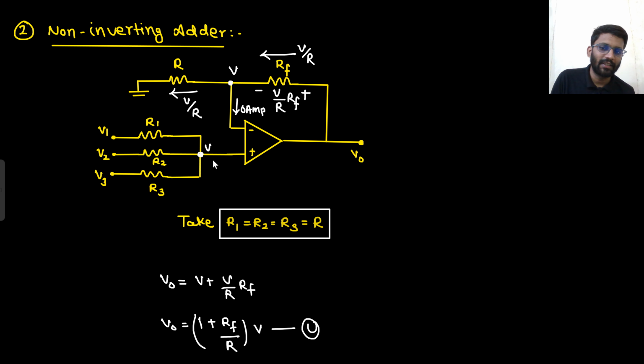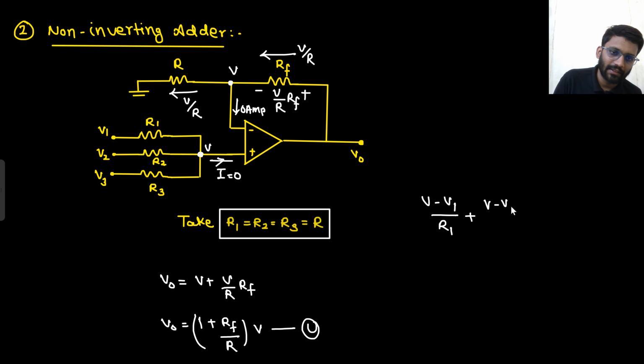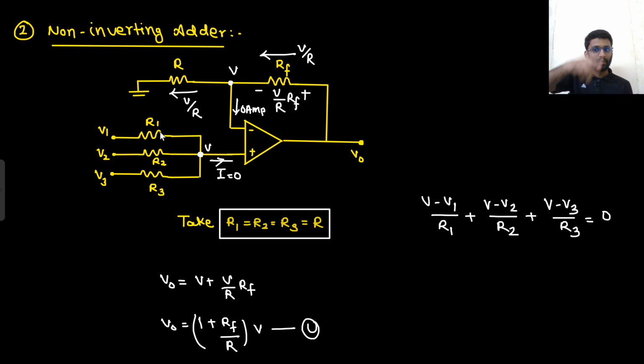Now your target is to find the potential V. Here there is 0 ampere current. So what will be your potential V? Tell me. V minus V1 by R1 plus V minus V2 by R2 plus V minus V3 by R3 is equal to 0. Now we can take R1 equals R2 equals R3, and if I don't take this condition, then the expression will be a bit complex. The expression will look something like this.